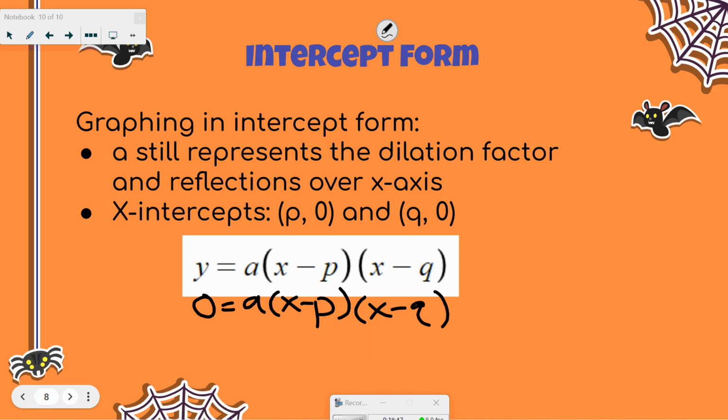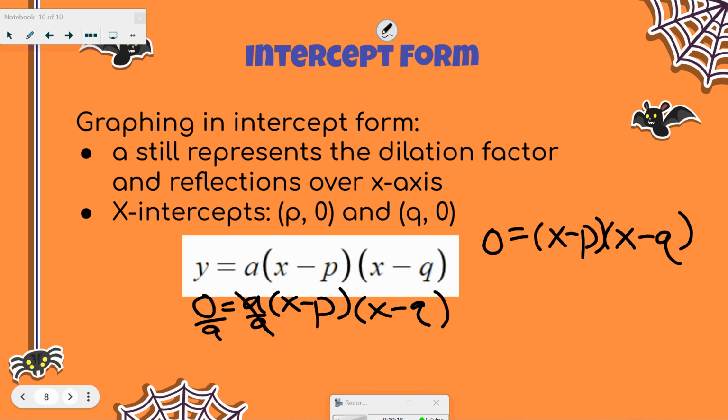I could divide both sides by a. And what's going to happen if I do 0 divided by a? That's just going to give us back what? Just 0. So I'm going to end up with 0 equals x minus p times x minus q. So think about what this equation says. It says 0 equals something times something else.